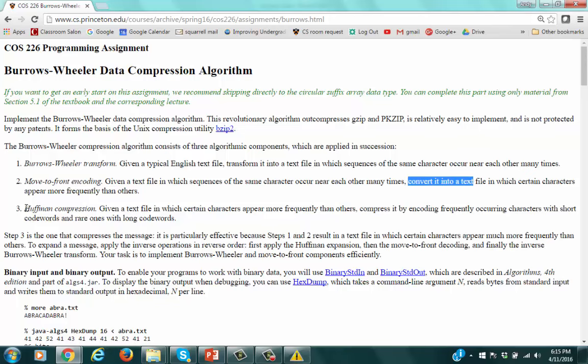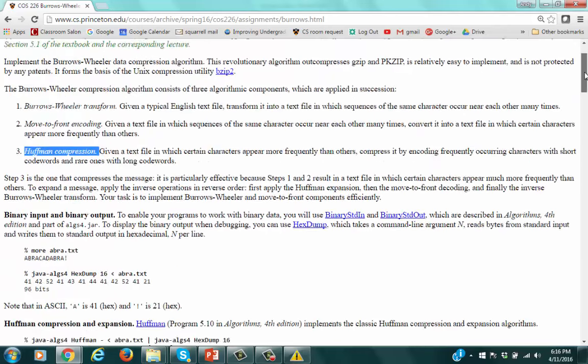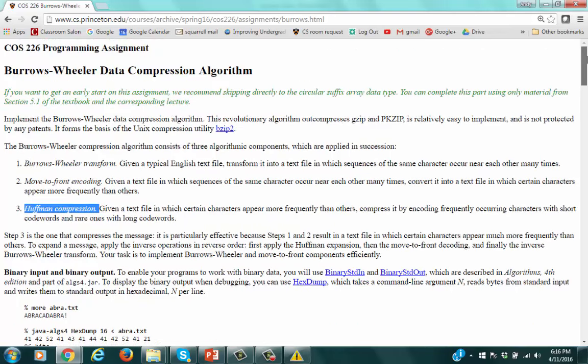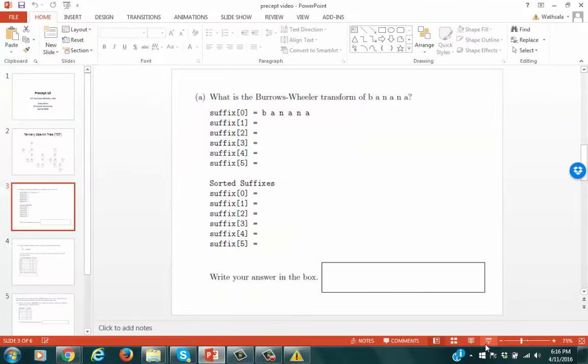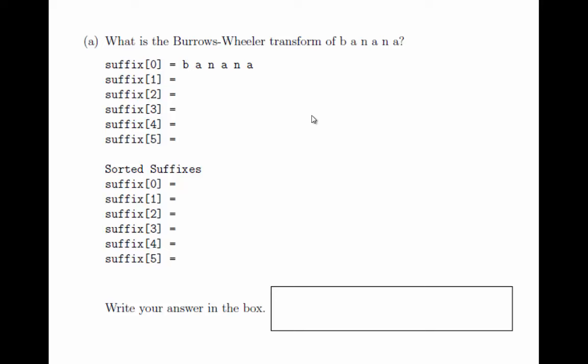So that leads to a file structure that gives you a way to apply the Huffman compression. Move to front encoding gives you a friendly file structure that allows us to perform Huffman compression in a more efficient way. We're going to leave the details of that algorithm for a different video. But for now, we're going to go ahead and solve this problem and really try to understand what the Burrows-Wheeler transform means. So let's first learn about just the mechanics of applying the Burrows-Wheeler transform to the string banana.